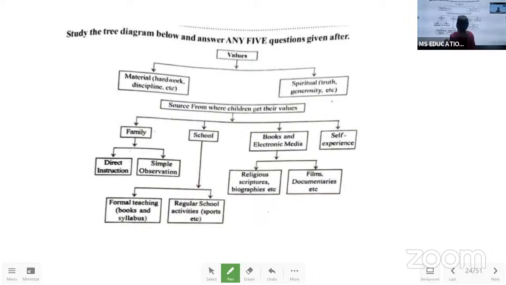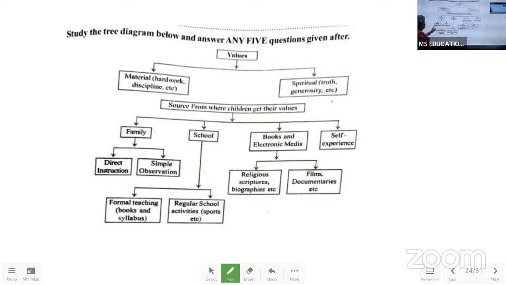It is a tree diagram. Very clearly, everything at a glance you get to know. There are values. There are 2 types of values: material values and spiritual. What do you mean by material values? That is your hard work and discipline. Spiritual is the truth, generosity shown by you. And this you can get from children. Children get their values from their family, their school, books and electronic media, and self-experience.